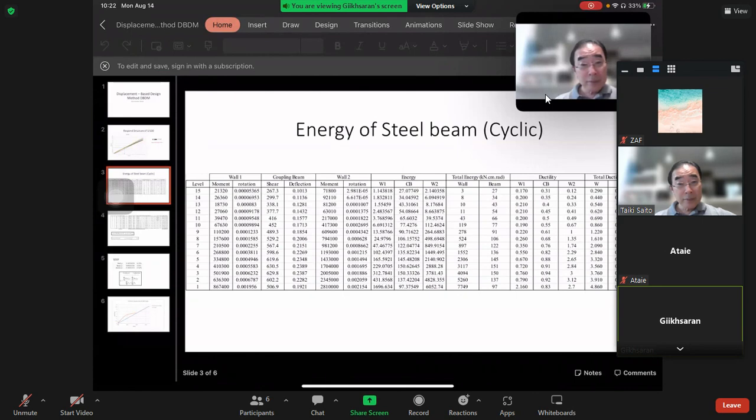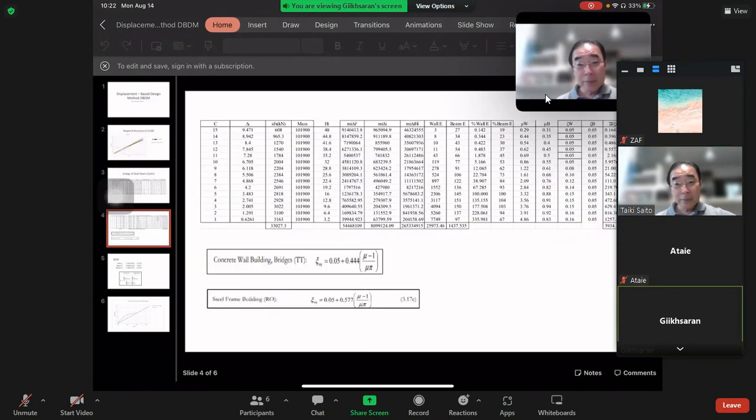And from this, it is the energy of sloping. This is cyclic. And from this, we find the properties of the CDOF.